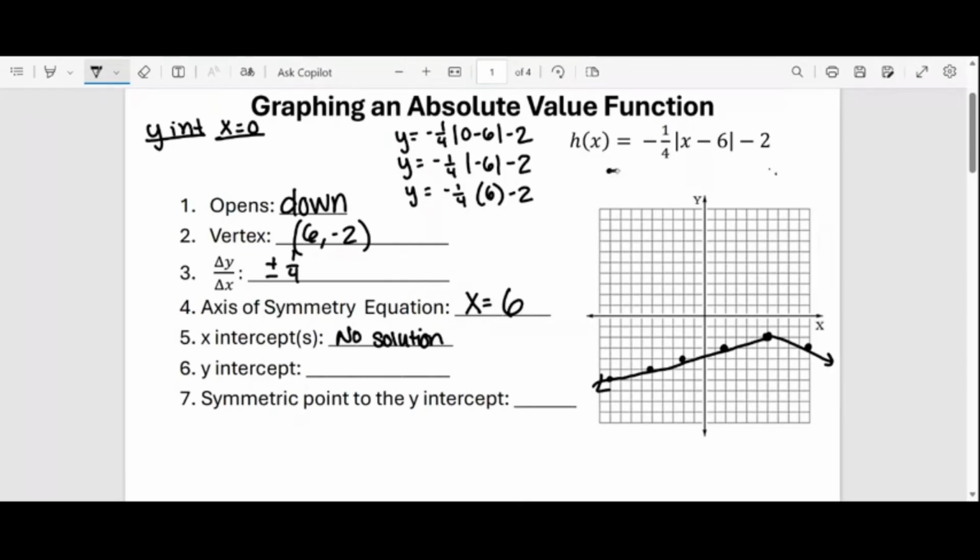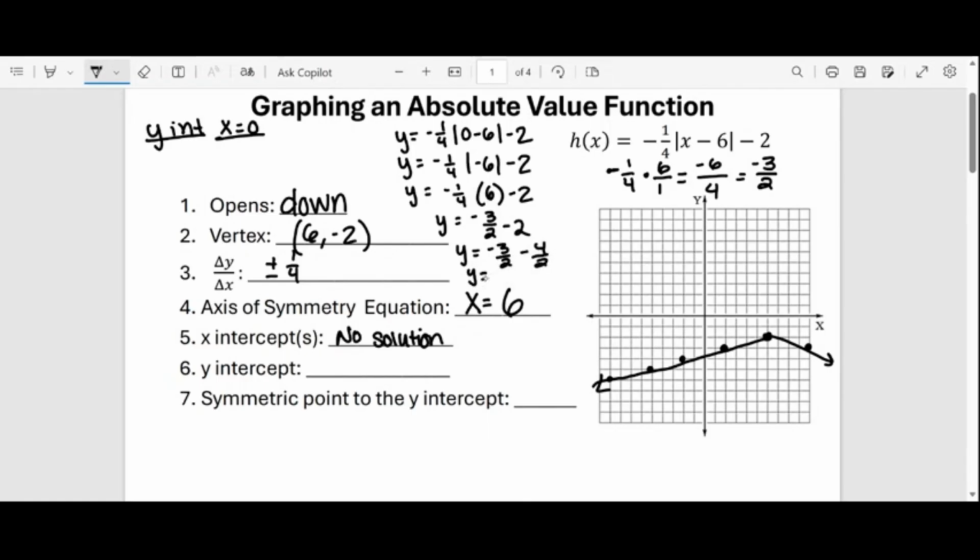If you're not sure how to do -1/4 times 6, I encourage you to do -1/4 times 6 over 1 off to the side where you have room. -1 times 6 is -6, and 4 times 1 is 4. If you reduce that, it's -3 over 2. So we'll have y equals -3 over 2 minus 2. You can't reasonably subtract 2 from -3/2 because it doesn't have a common denominator. So instead, we're going to do -3/2 minus 4/2.